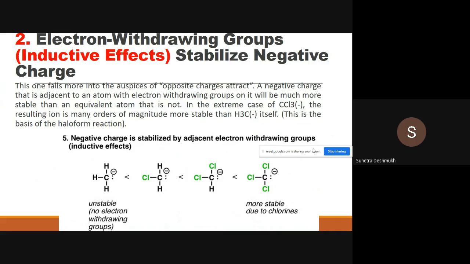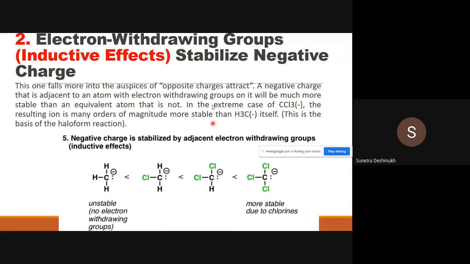The negative charge is stabilized by adjacent electron withdrawing groups through inductive effects. Here you can see the methane carbanion, where no electron withdrawing groups are present. If we increase the electron withdrawing groups one by one, with one group present the stability increases, with two it increases further, and finally when three electron withdrawing groups are present, that carbanion is the most stable. So the minus I effect of electron withdrawing groups increases the stability of the carbanion.